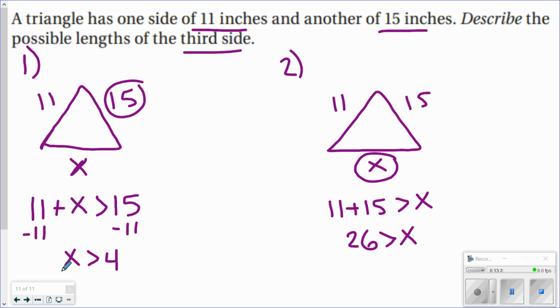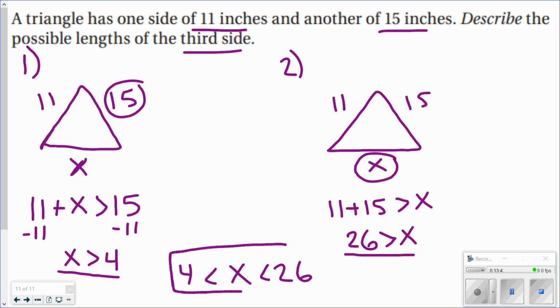So now let's write one big inequality. In this one, we had that x has to be greater than 4. And here we had 26 is greater than x. So x has to be between 4 and 26 for this to be a triangle. So here is our final answer. So once again, x has to be between the numbers 4 and 26 to be able to create a triangle.